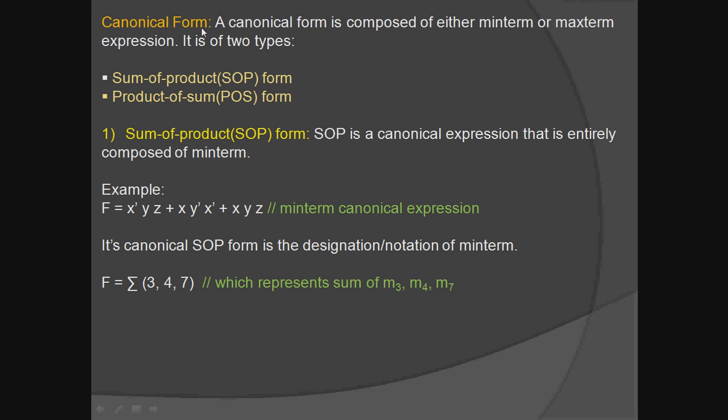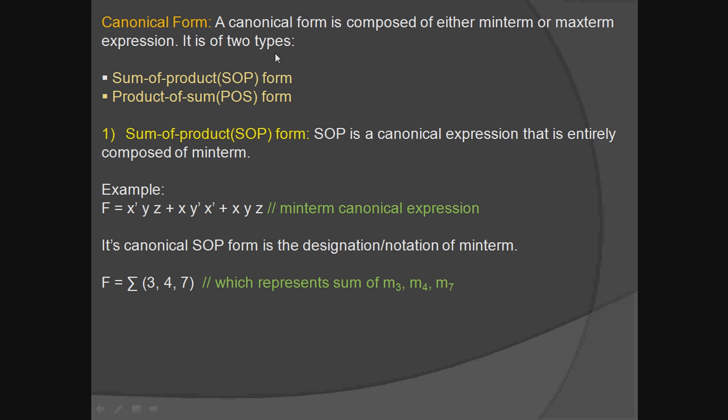So what is a canonical form? A canonical form is composed of either min term or max term expression. So it can be comprised of only two things: either it is completely of min term expression, or it is completely of max term expression.